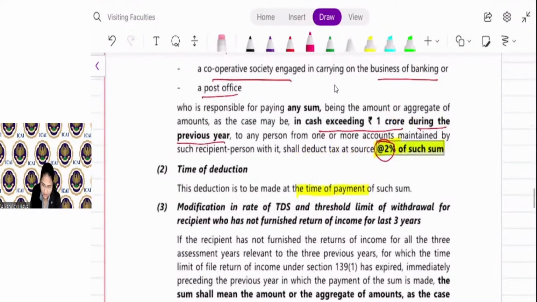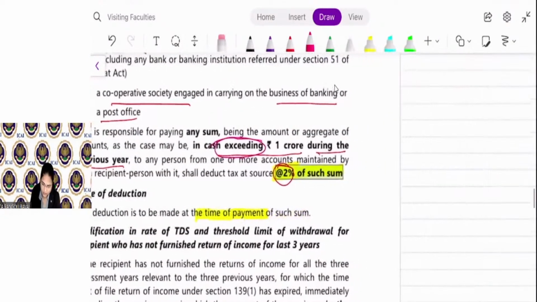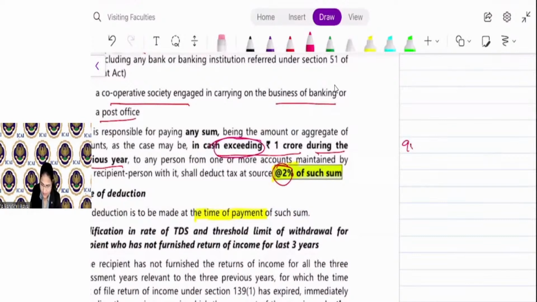See, my dear friend, here the TDS is required to be deducted on the amount exceeding 1 crore. So, say for example, if you are withdrawing 95 lakh from the bank, then no TDS is required to be deducted because it is less than 1 crore. If you are withdrawing 1 crore 10 lakh, then TDS is required to be deducted on 10 lakh. That is the sum exceeding 1 crore.